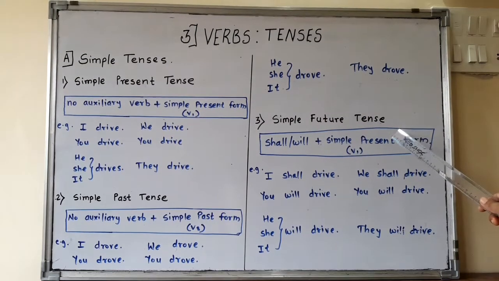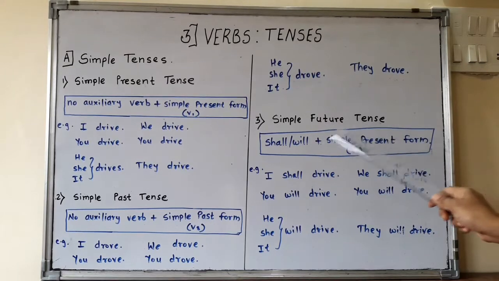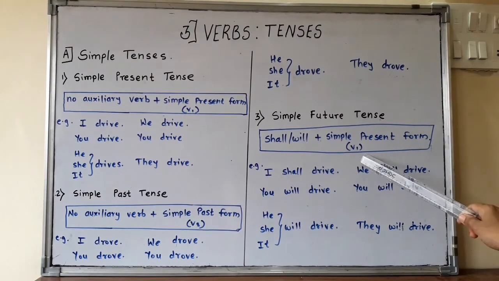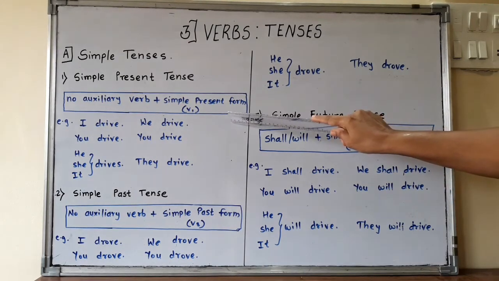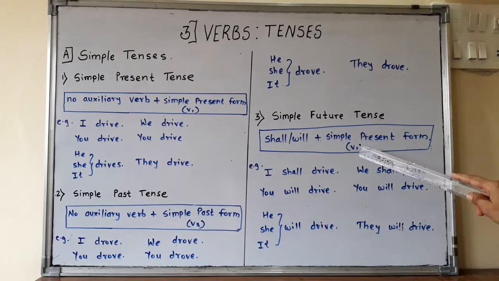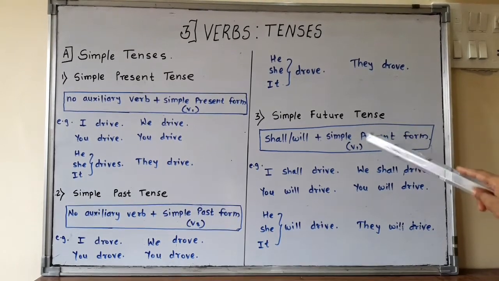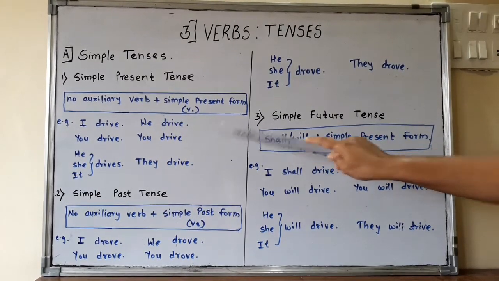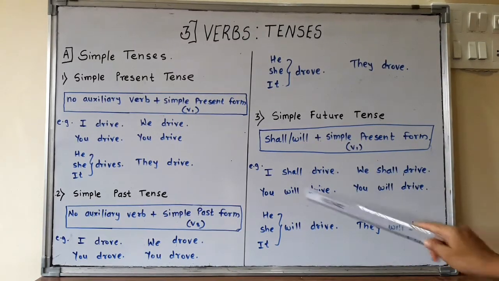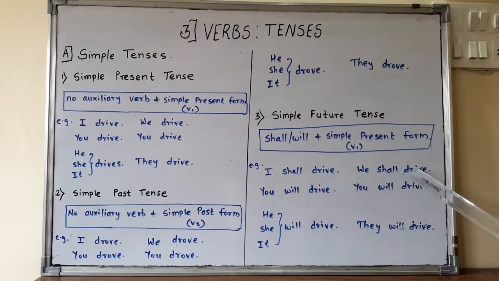Simple future tense. In simple future tense, shall or will plus simple present form of the action verb is used. Means what form is used in simple present tense? The same verb form of action verb is used in simple future tense. Only there no auxiliary verb, and here we are using shall or will. Now I shall drive, we shall drive.